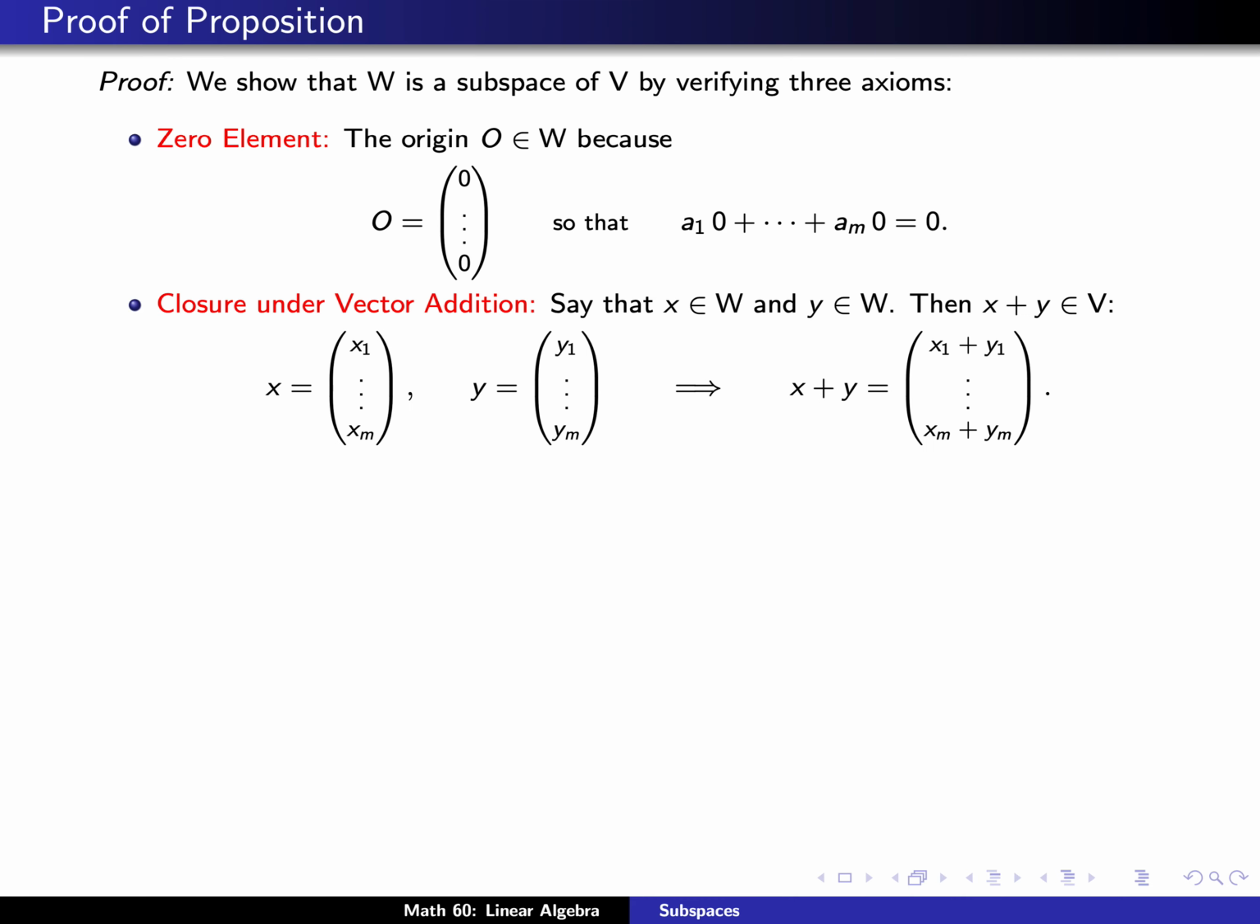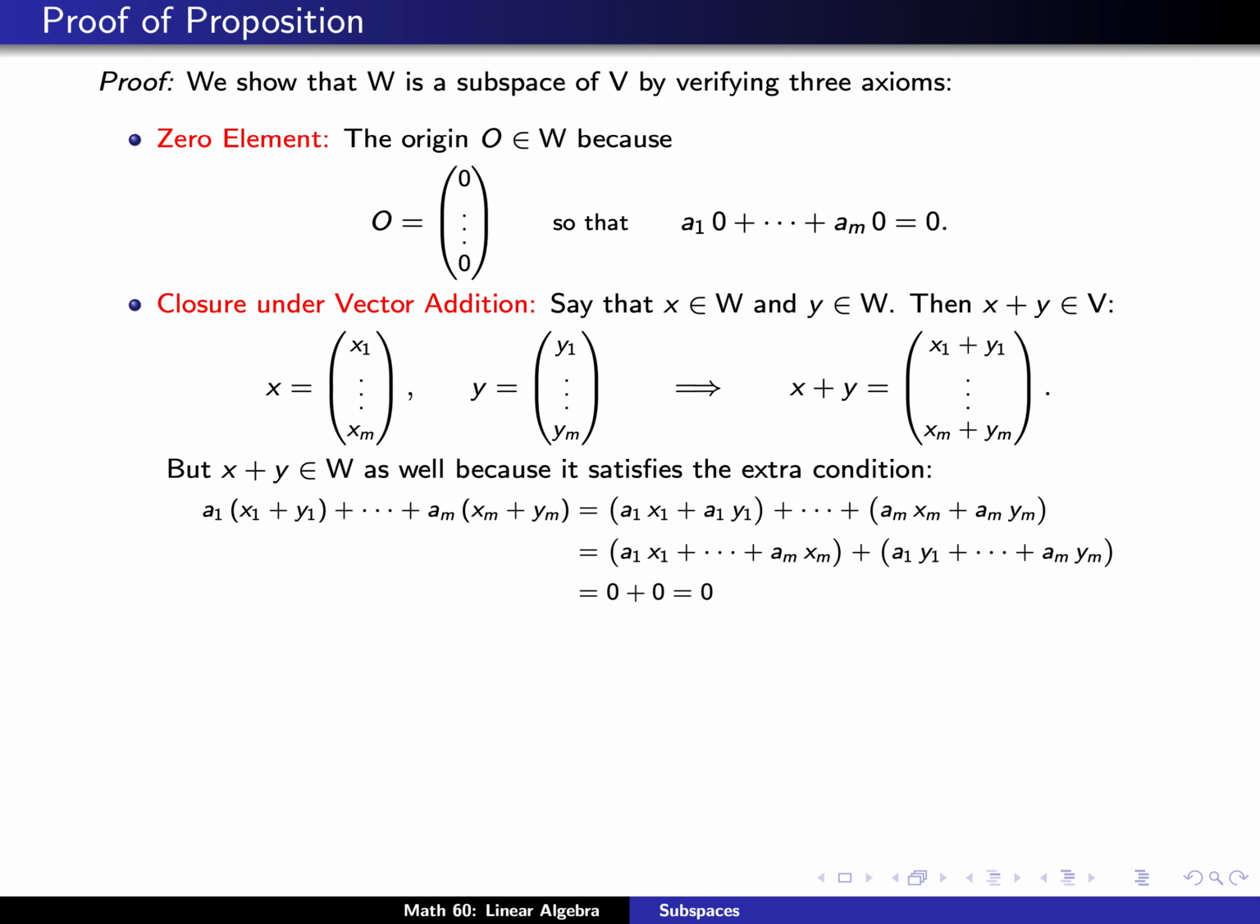Next, we have to check that W is closed under vector addition. Well, let's take any 2 vectors, x and y, from W, and let's add them together. We know how to do this because vector addition in this case is just defined component-wise. Now, the claim is that this sum, x plus y, is in W, the reason being that it has to satisfy the extra condition that defines W. Namely, I need to take a1 times the first component plus a2 times the second component, and so on and so forth, and make sure that I get back 0. Well, you can check this based on the equations here on the slide.